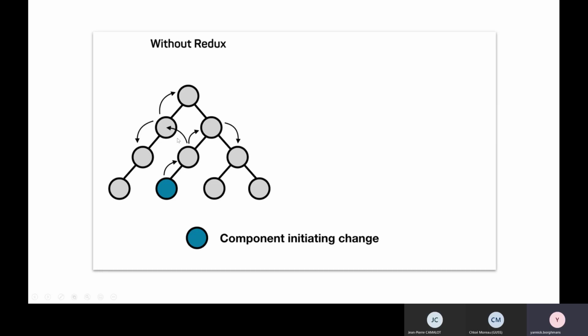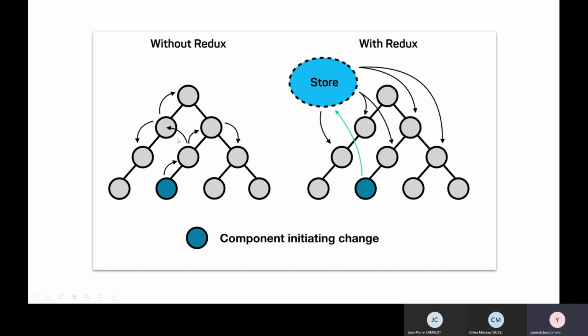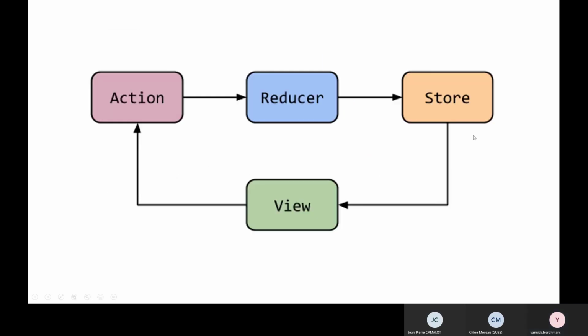So, small diagram. Without Redux, when a component needs to initiate a change, it's propagating that information with the callback functions towards the other components. With Redux, there's a separate thing, a separate store. When the component initiates a change, it will dispatch that action towards the store, and the store will update all the other components.